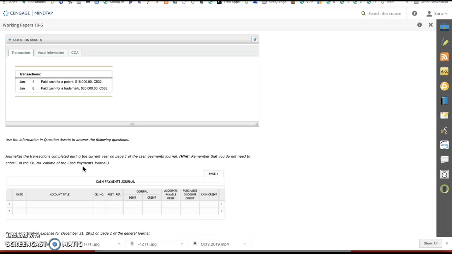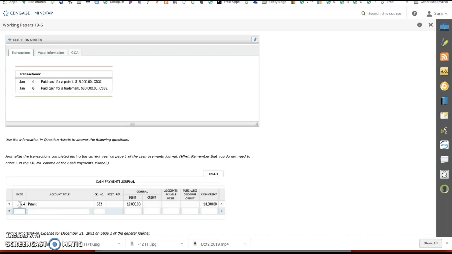So our first one is January 4th. We paid cash for a patent. So our date will be January 4th. Account title is patent. Check number is 532. And then it will be a general debit of $18,000 and a cash credit of $18,000.